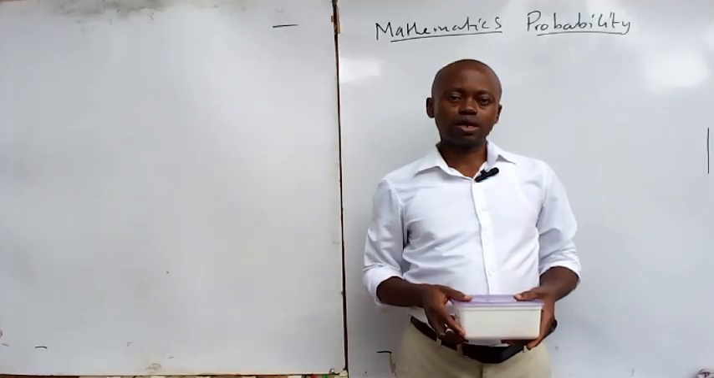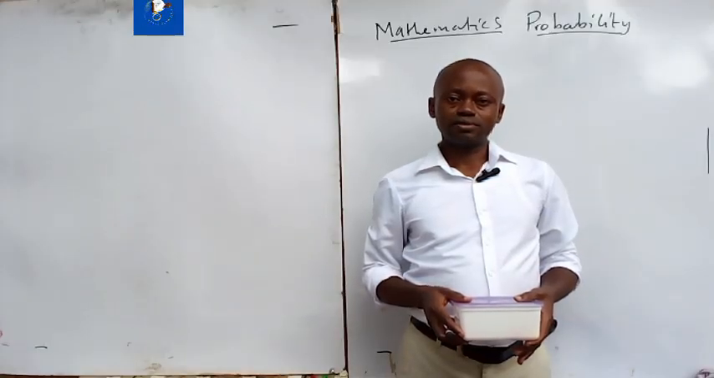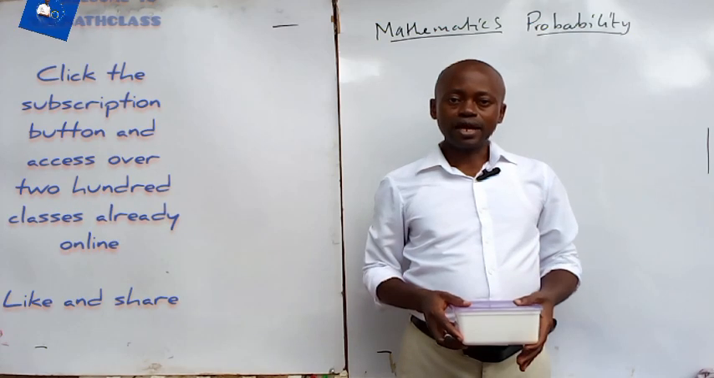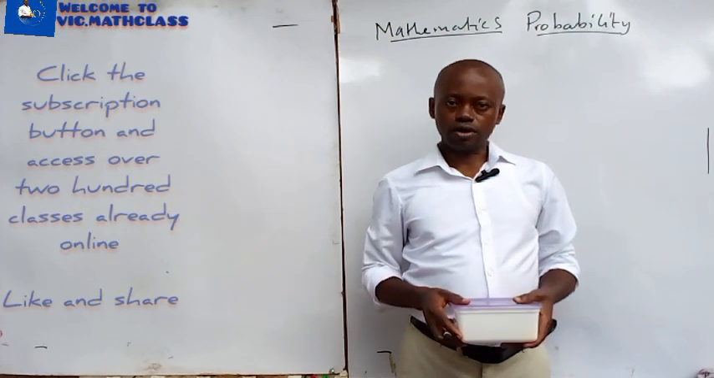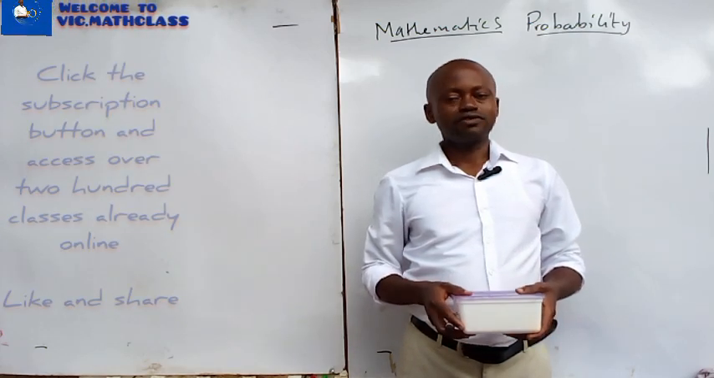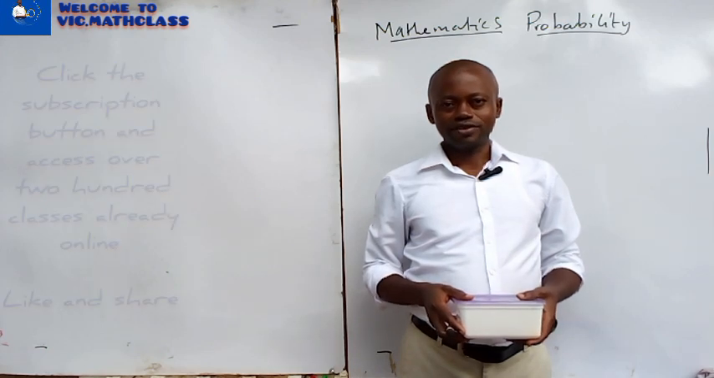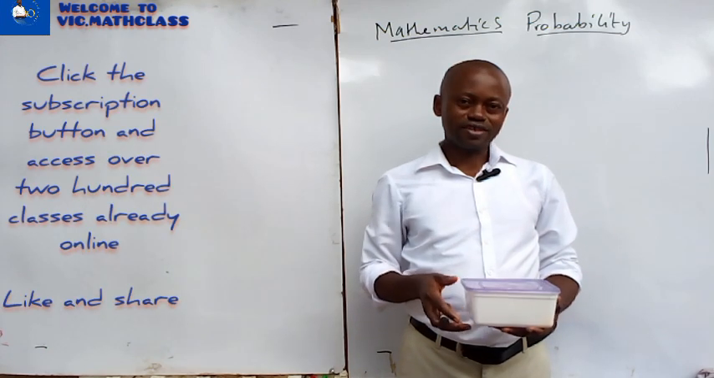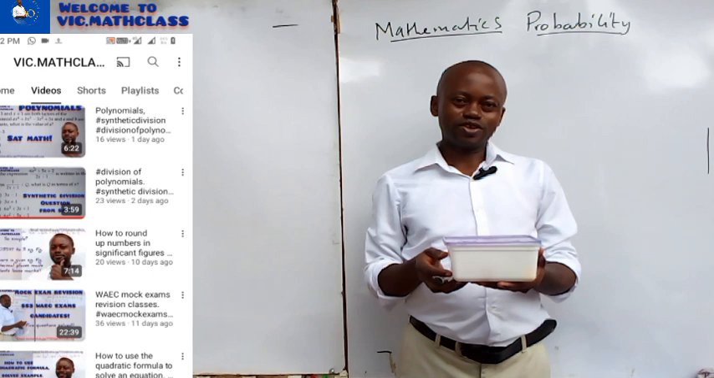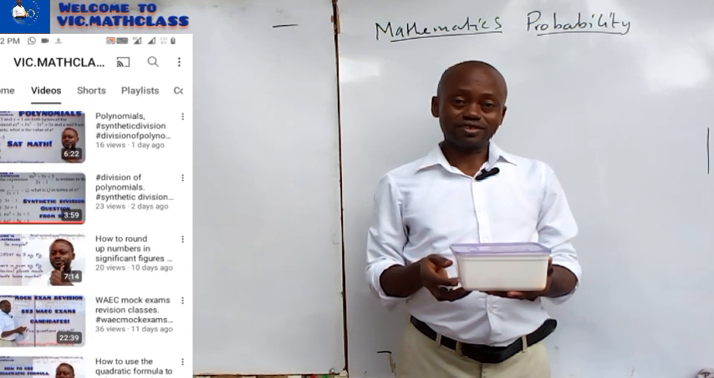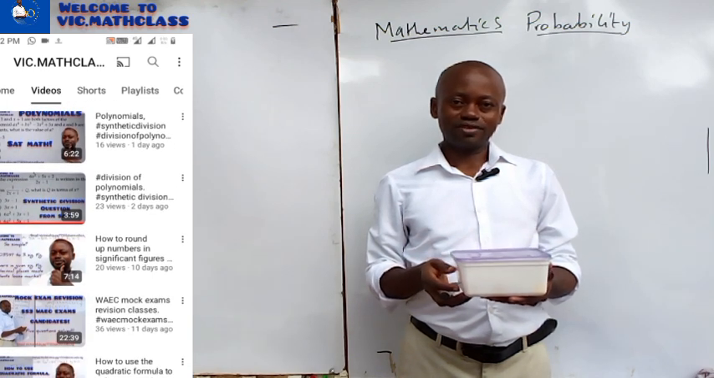Ordinarily, what is probability? Anytime we talk about probability, we talk about chance, the chance of an event occurring. Now this is a practical demonstration of a type of chance of an event occurring.